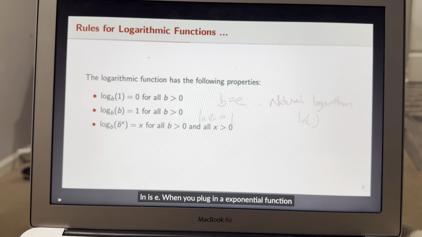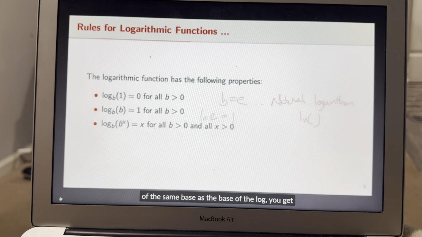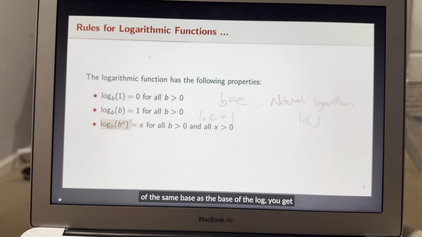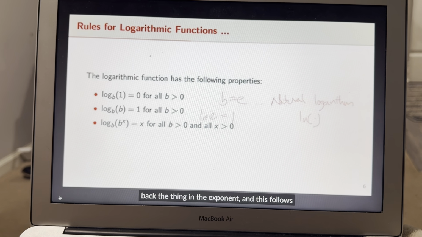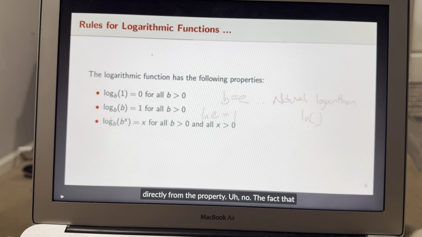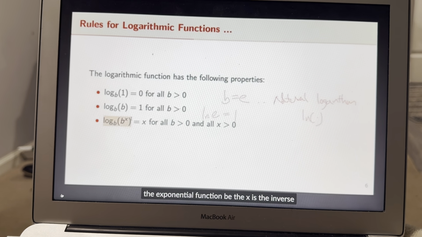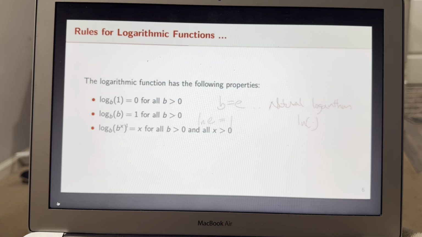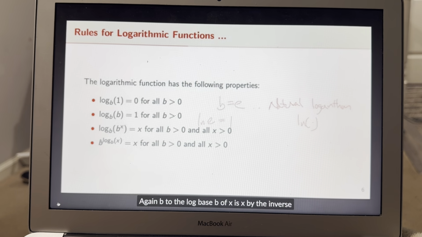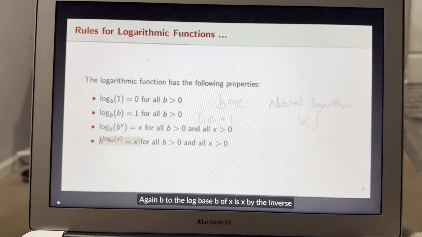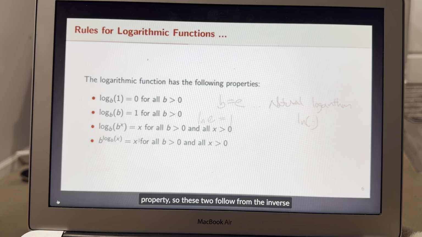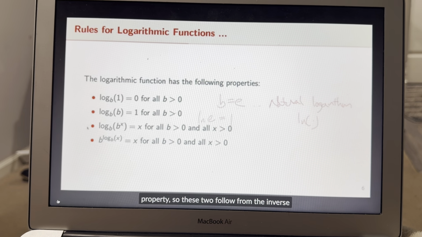When you plug an exponential function of the same base as the base of the log, you get back the thing in the exponent. This follows directly from the fact that the exponential function b to the x is the inverse of log base b of x. Again, b to the log base b of x is x by the inverse property. So these two follow from the inverse property.